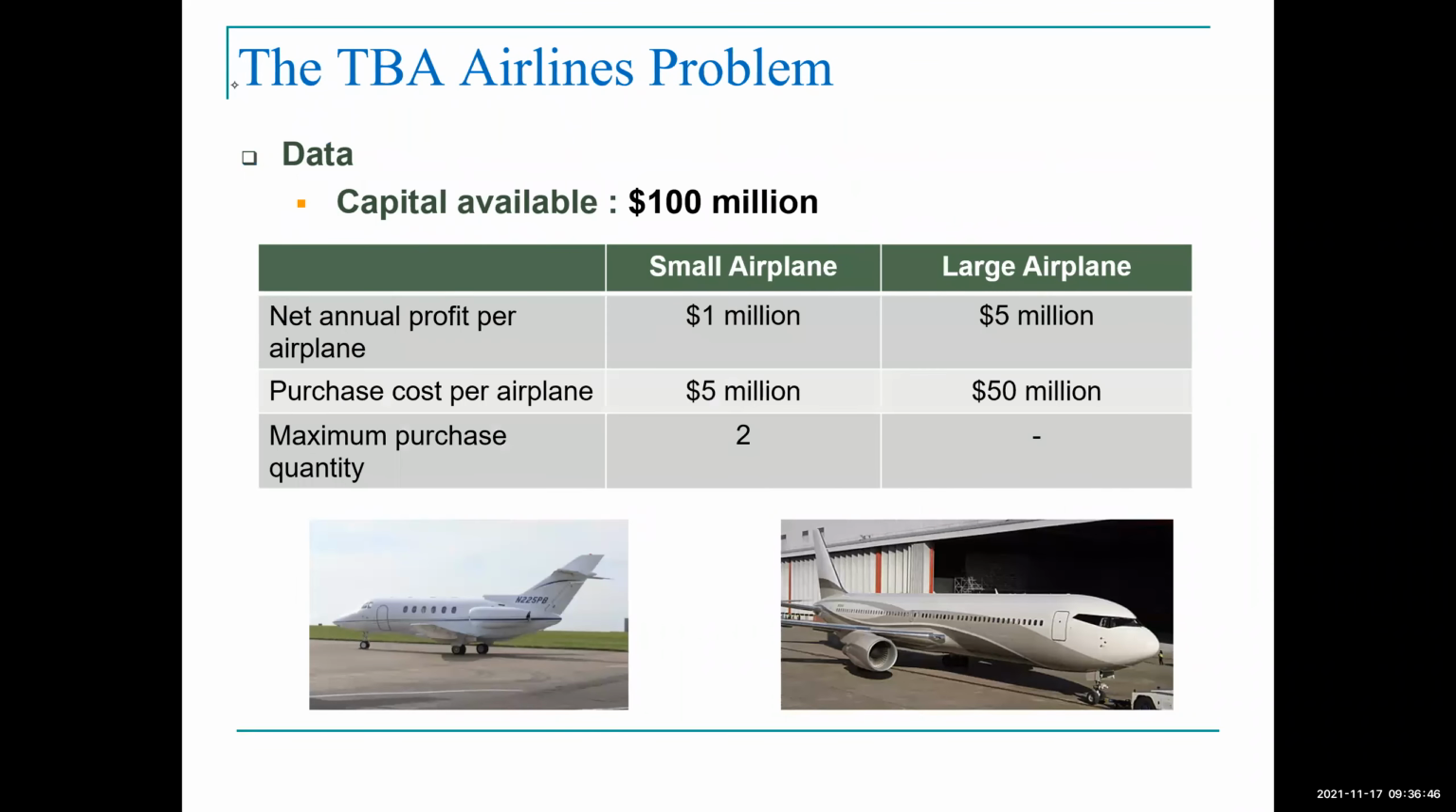So here's some information. We have the capital available is 100 million. And then we have some information about the net annual profit per airplane. For small airplanes it is 1 million. For large airplanes it is 5 million. Purchase cost per small airplane is 5 million. Purchase cost per large airplane is a lot more, 50 million. And for small airplanes, the maximum we can purchase is 2.